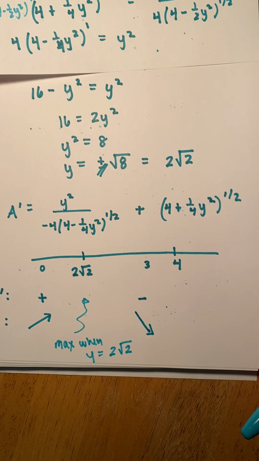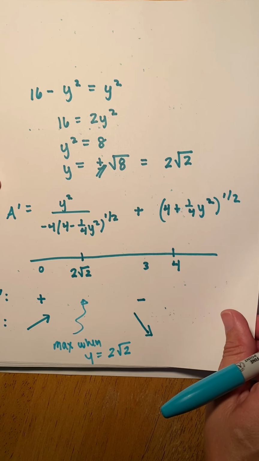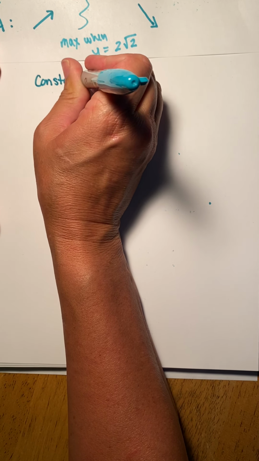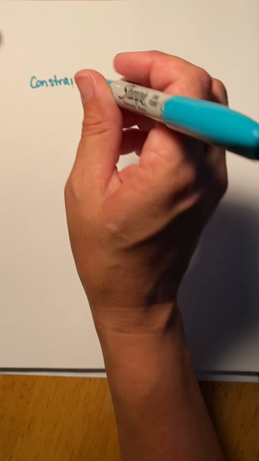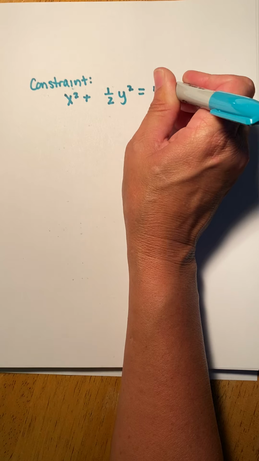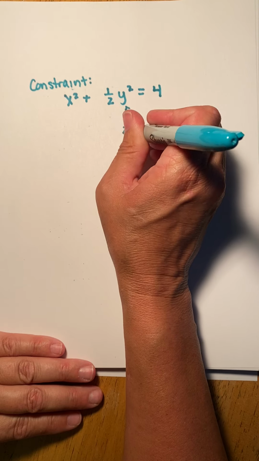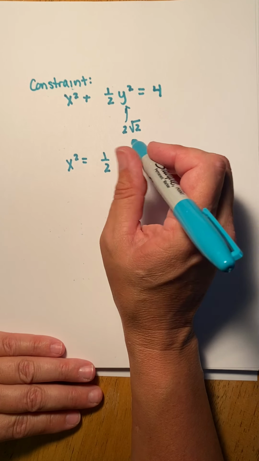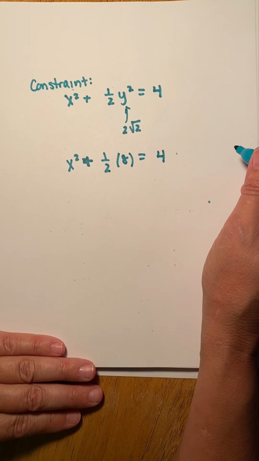So the question says, what are the dimensions of the rectangle? Well, we have to go back to our constraint. Let me remind us what our constraint was. X squared plus 1/2 y squared would equal 4. Right? So we know that y is equal to 2 square root of 2. So we have x squared plus 1/2, well, 2 square root of 2 squared is 8, plus 8 equals 4, right?